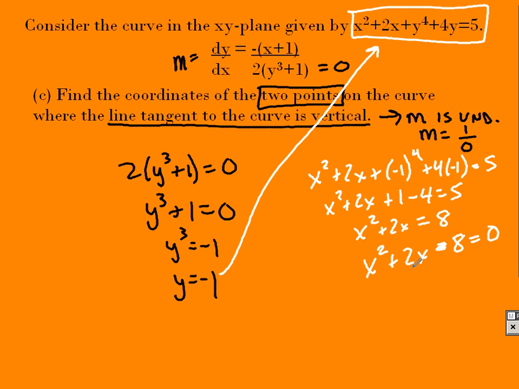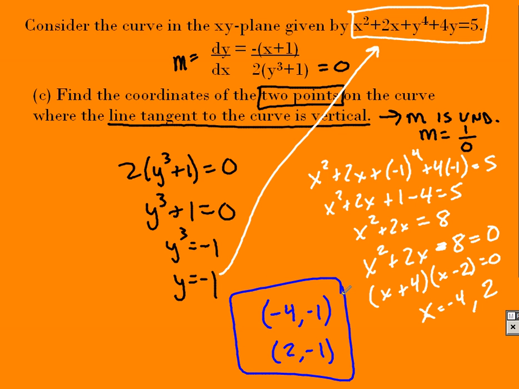Now, factors of 8 that subtract to 2 to factor it. So factors of 8 that subtract to 2 are going to be 4 and 2. And the bigger one gets positive, so x plus 4, x minus 2. So when I set x plus 4 equals 0, I'll get x is negative 4. And when I set x minus 2 equals 0, x is positive 2. So my final answer should be the coordinates, the ordered pairs negative 4 comma negative 1 and 2 comma negative 1. That's my final answer. That's my two coordinates based on my x and y values.